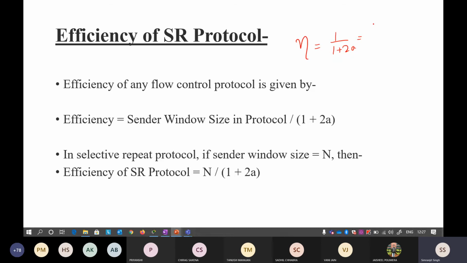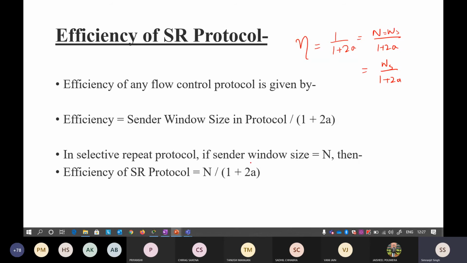I think in GBN it was n. So whatever the window size is, I can call it window size over 1 plus 2a. And in the case of the SR protocol, it will again be the window size over 1 plus 2a. It is your total time. So the efficiency of any flow control protocol is given by the sender window size over 1 plus 2a.